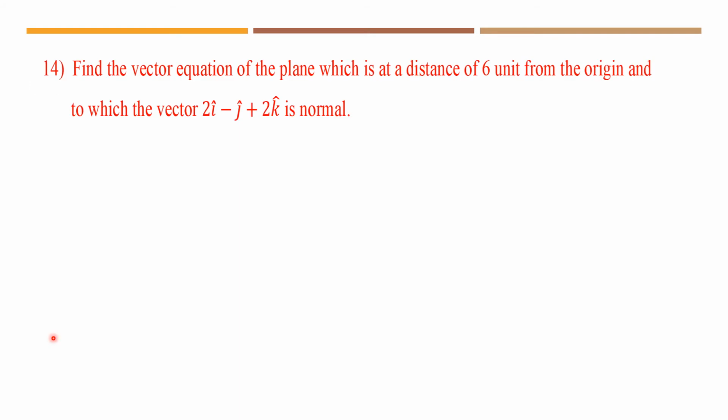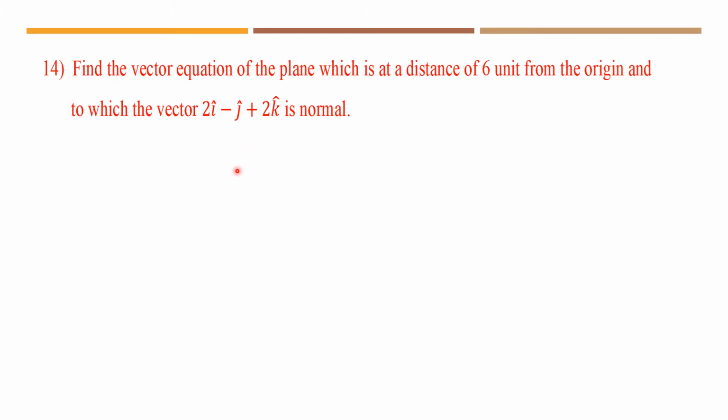Examples. Example number 14. Find the vector equation of a plane which is at a distance 6 units from the origin and to which the vector 2i minus j plus 2k is normal. Here we have to find the vector equation of the plane. Given that distance is 6 units from the origin, hence p equal to 6, and the vector 2i minus j plus 2k is normal. Also we have the n vector.